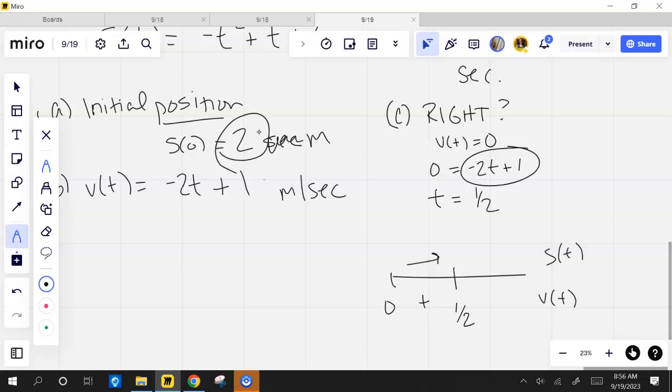So if I plug in like 2, it's negative. So it's moving down or left, right? Those are the same thing. So where is it moving right? It's moving right from 0 to 2. Oh, second.